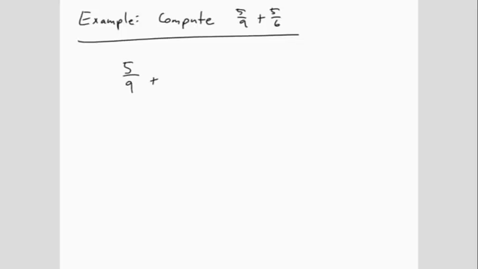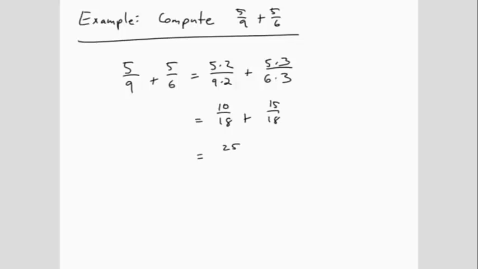5/9 plus 5/6 is equal to, we need to multiply top and bottom of the first fraction by 2 to get to 18. And for the second fraction, we must multiply top and bottom by 3. 10/18 plus 15/18 is 25/18.